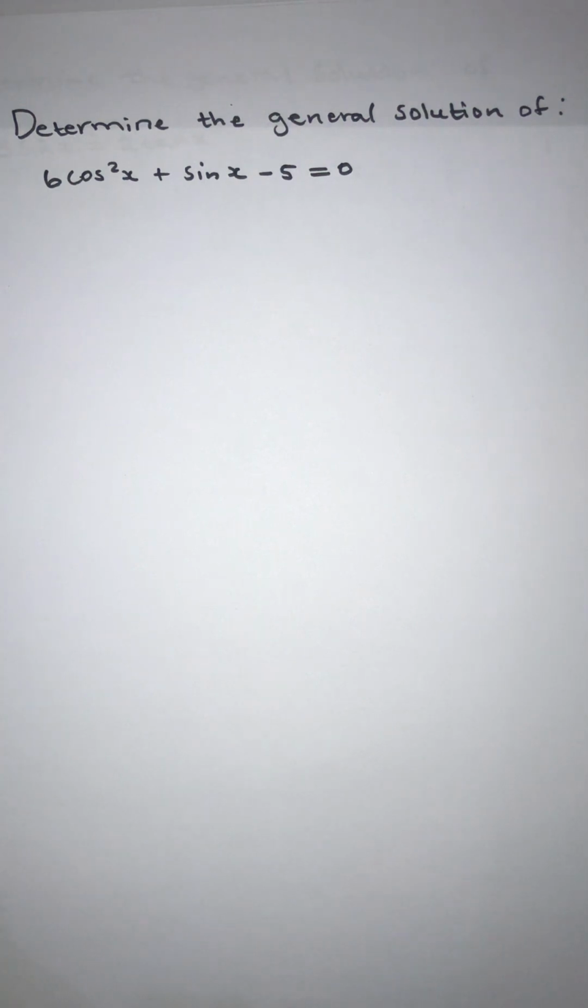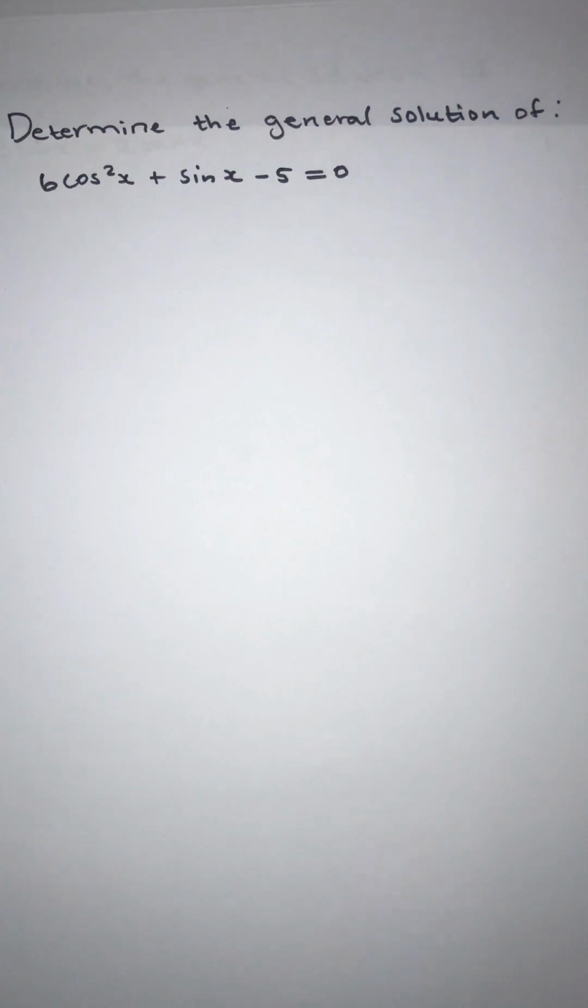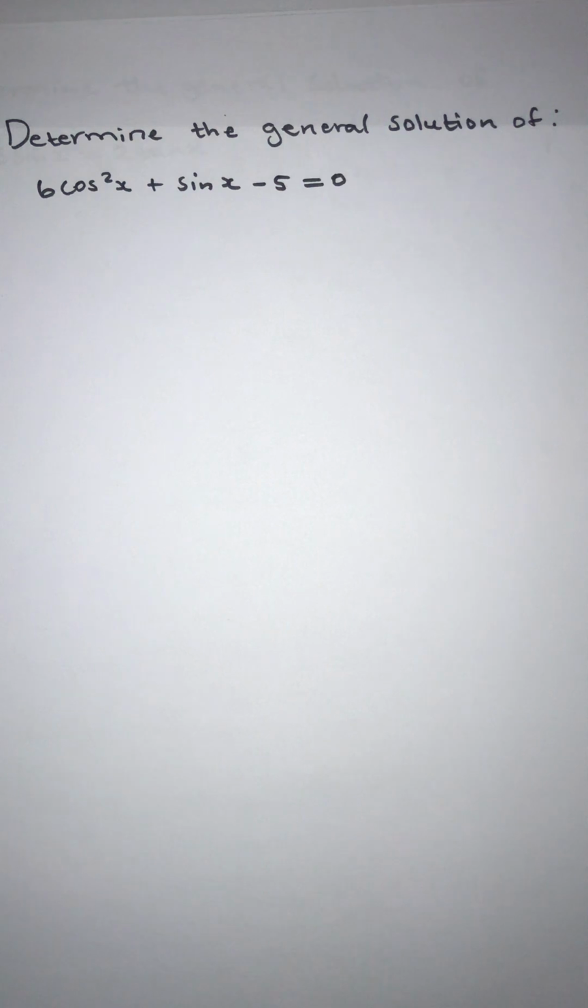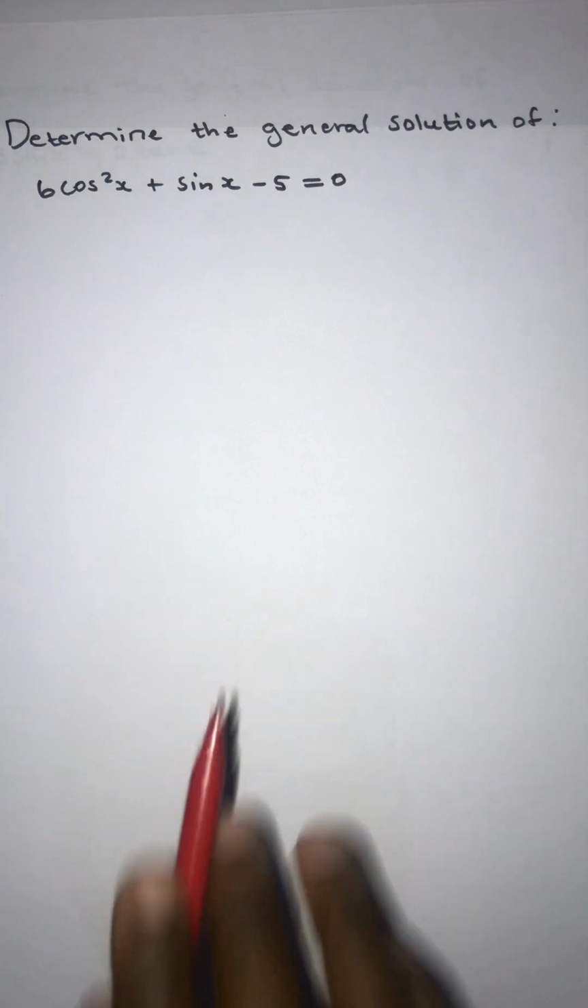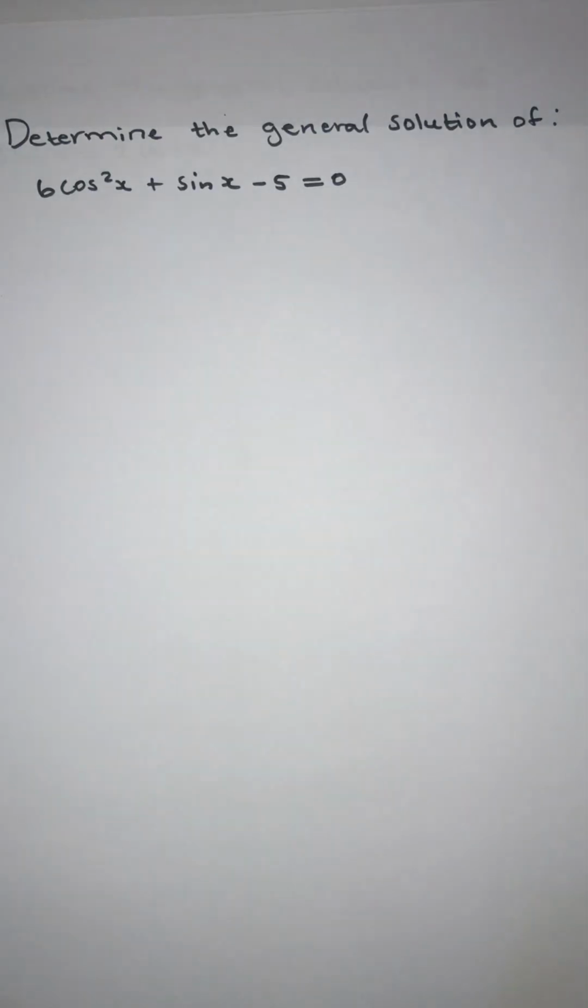Determine the general solution of 6 cos squared x plus sine x minus 5 is equal to 0. So this time around we're going to do the general solution. So you can pause the video and try this question if you can. So the general solution is like we solve for x, but we check the quadrant if our trig ratio is positive or negative. The value of the x is going to tell us.